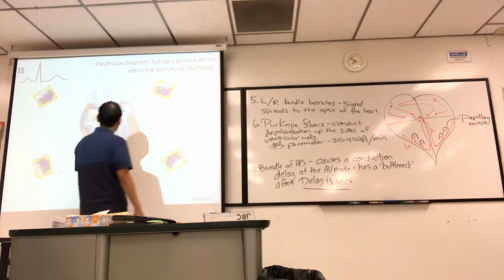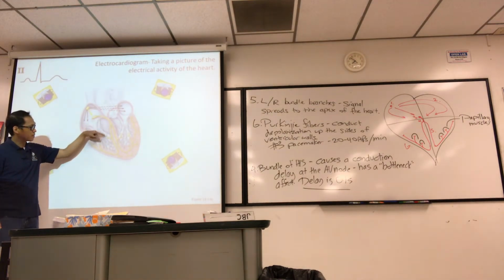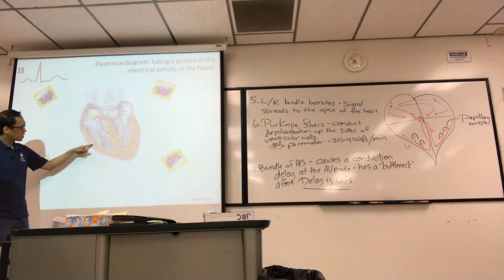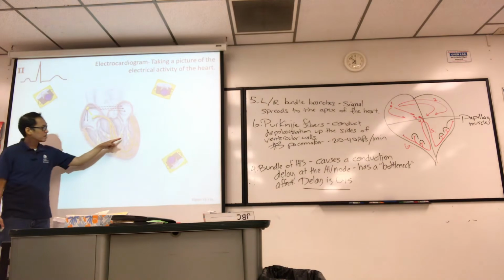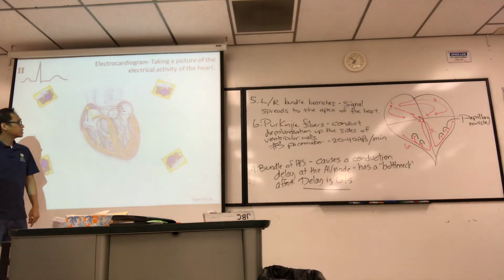So that's kind of that picture there. Signal spreading: SA node, AV node, bundle of His, the bundle branches, run down the septum. You go to the apex of the heart, then you spread up the sides, and then you can show like I did, the Purkinje fibers going into the papillary muscles.